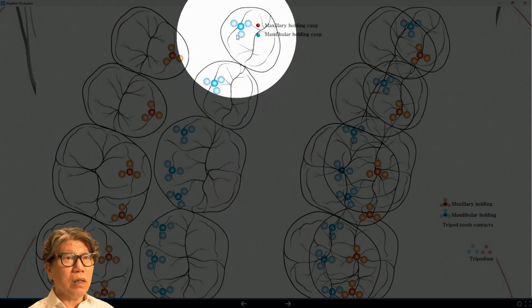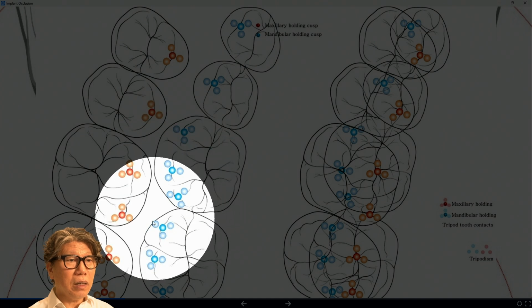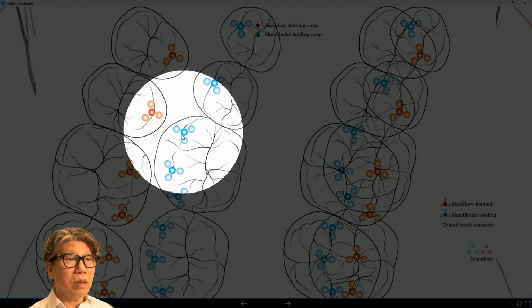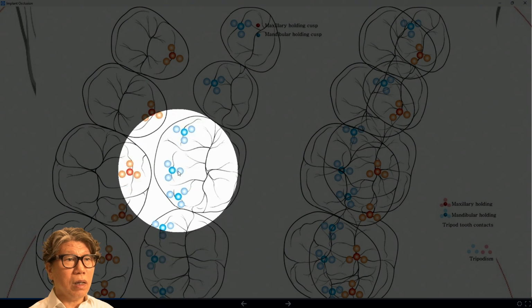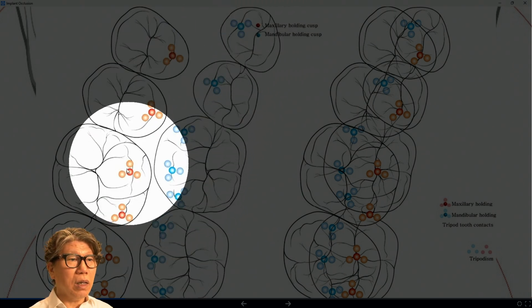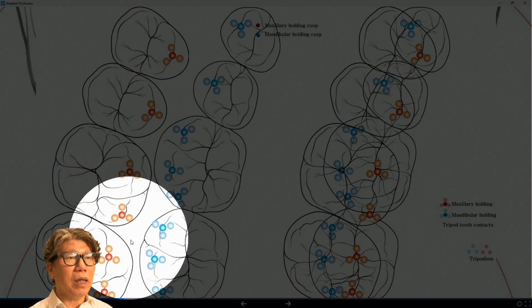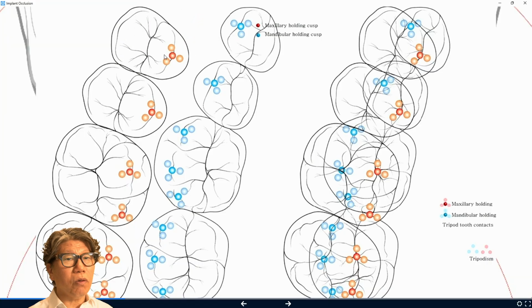If you look, there is 1 in the premolar and 3 in the molar, 3 each, making a total of how many? There are 14. Apologies. 6, 8, then 9, 10, 11, 12, 13, 14. That's 14 in total. The maxilla has 2 molars each, and then there is 1 more on each premolar. Thus we have come to understand holding.